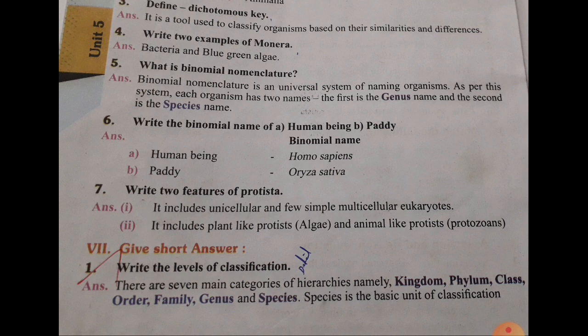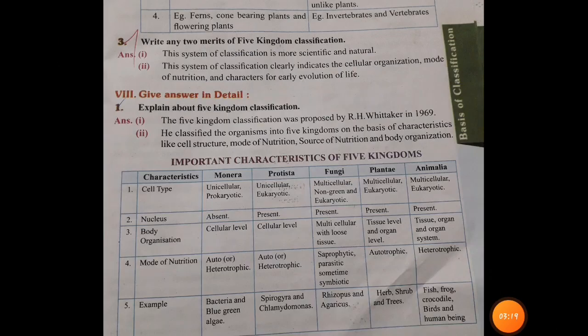And concentrate on the next question, children. Concentrate on the detailed answers, children. First one, explain the five kingdoms of classification. Who proposed the five kingdoms, children? R.H. Whittaker. The five kingdoms classification was proposed by R.H. Whittaker in 1969. He classified the organisms into five kingdoms.